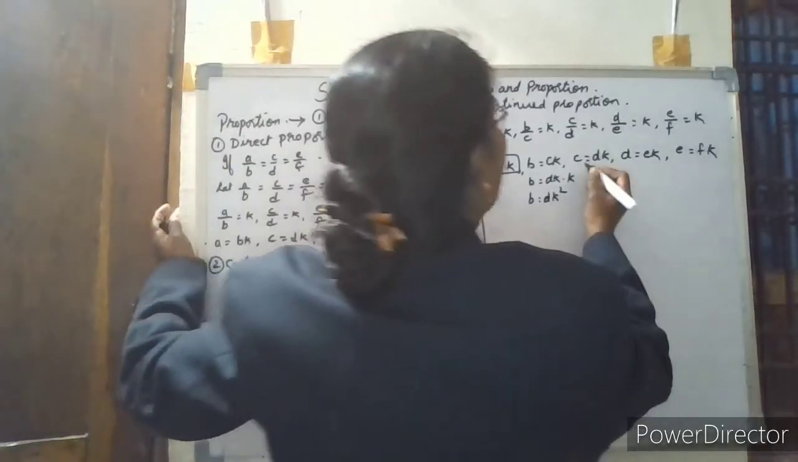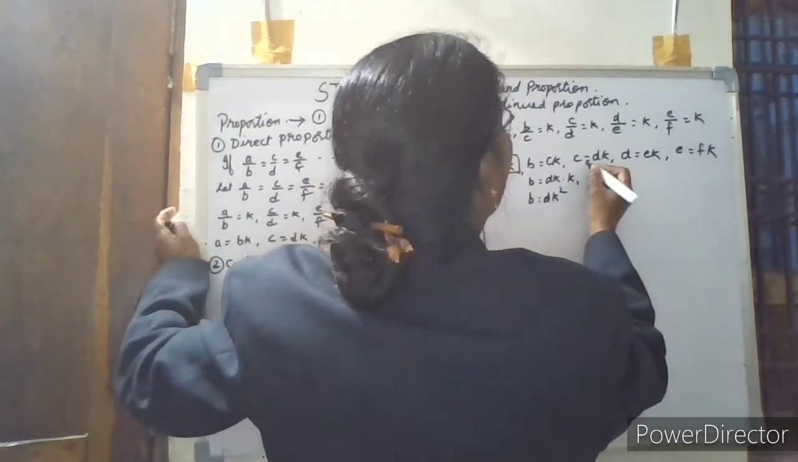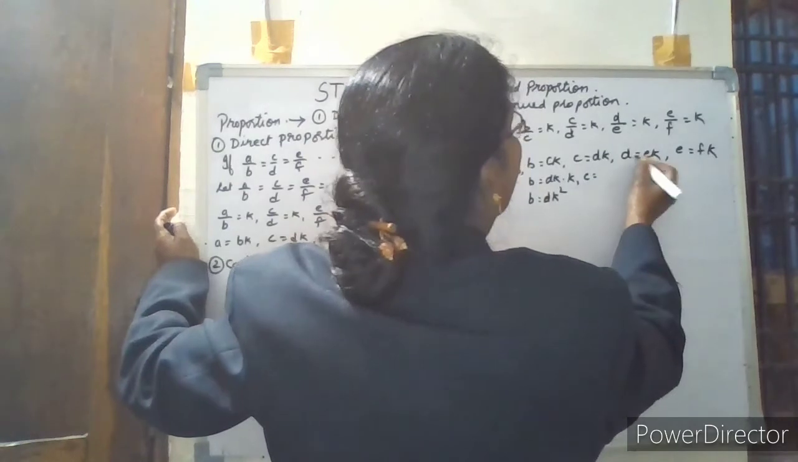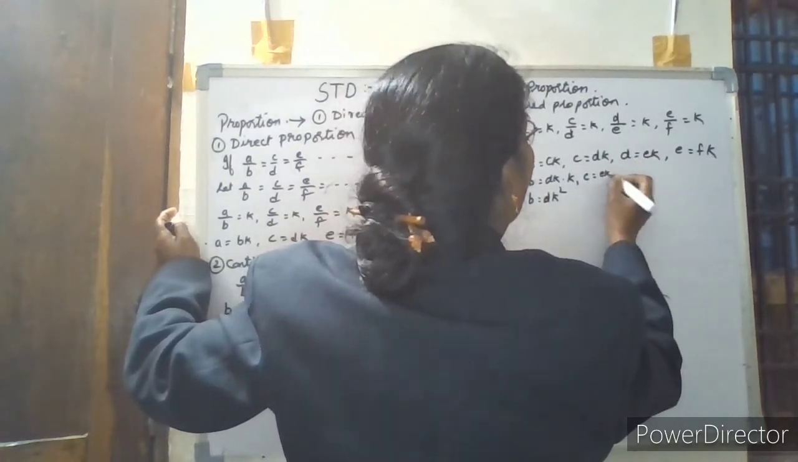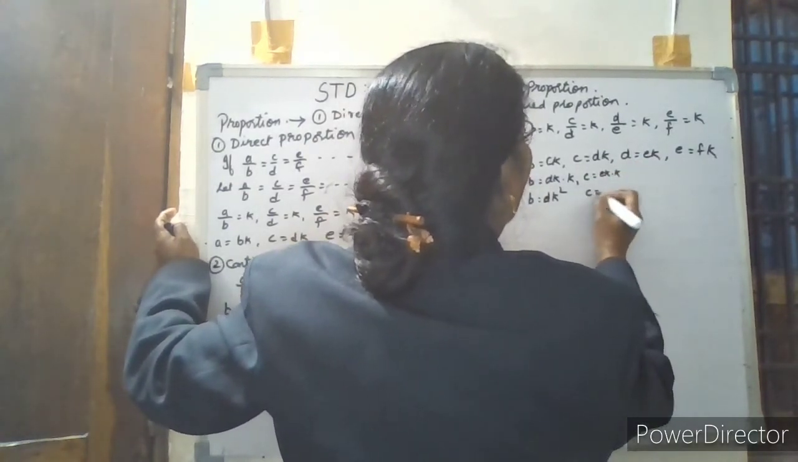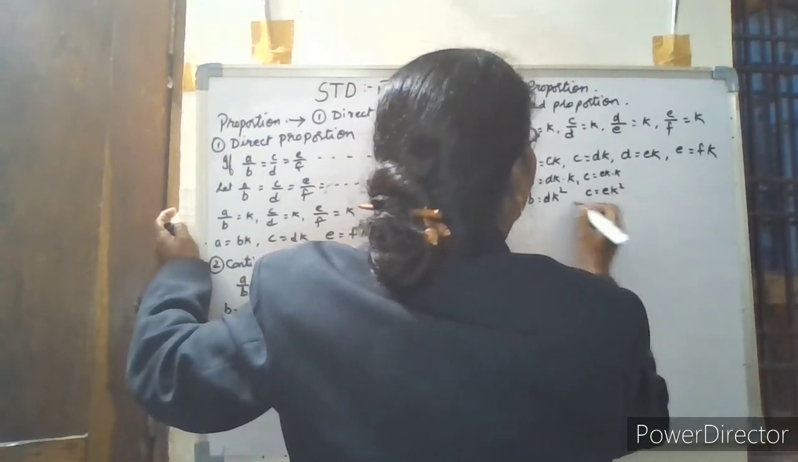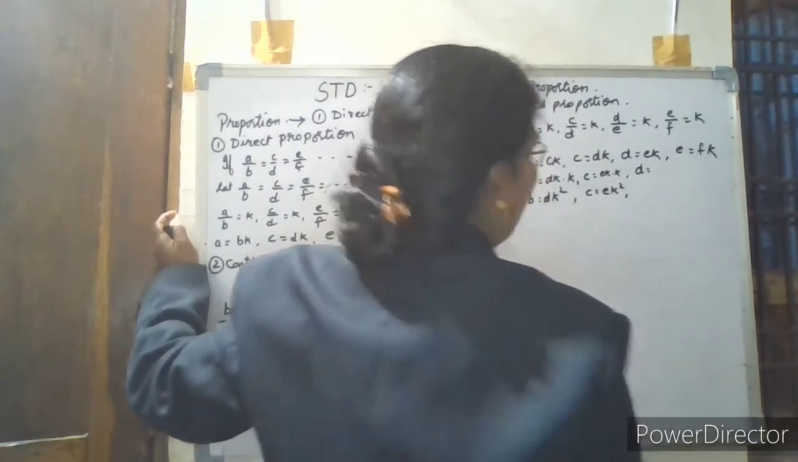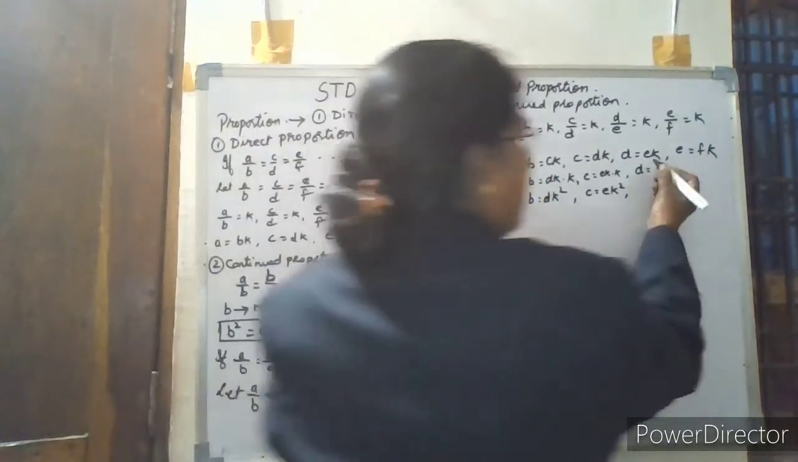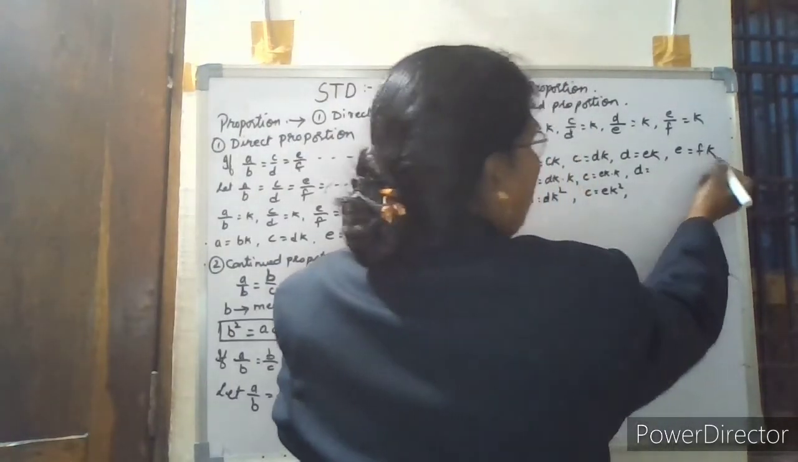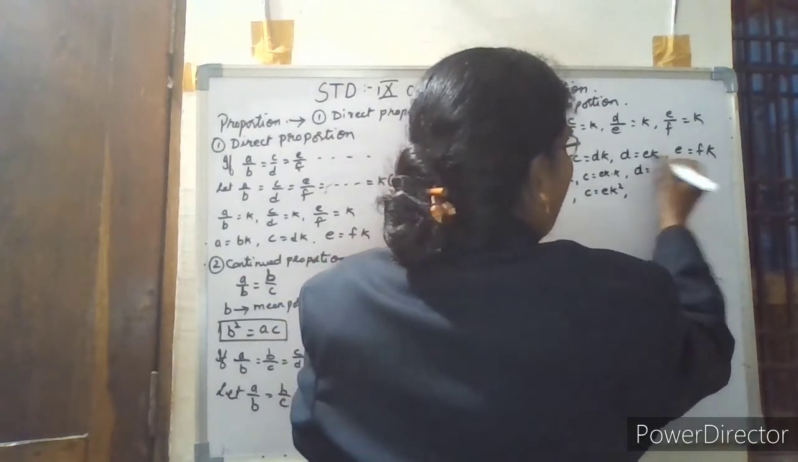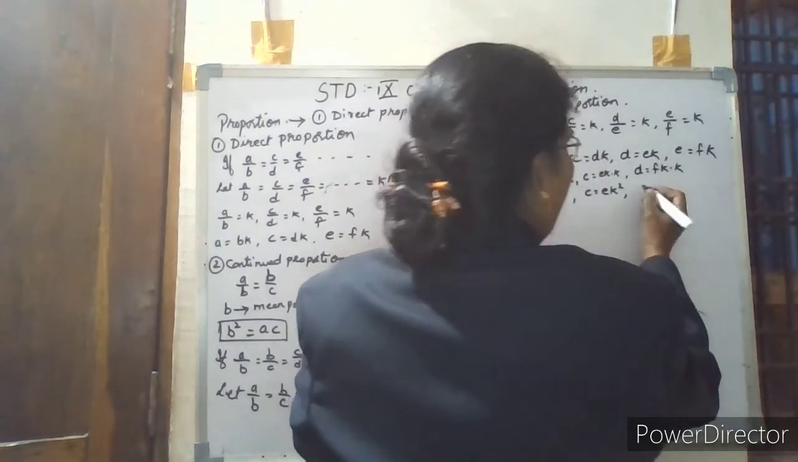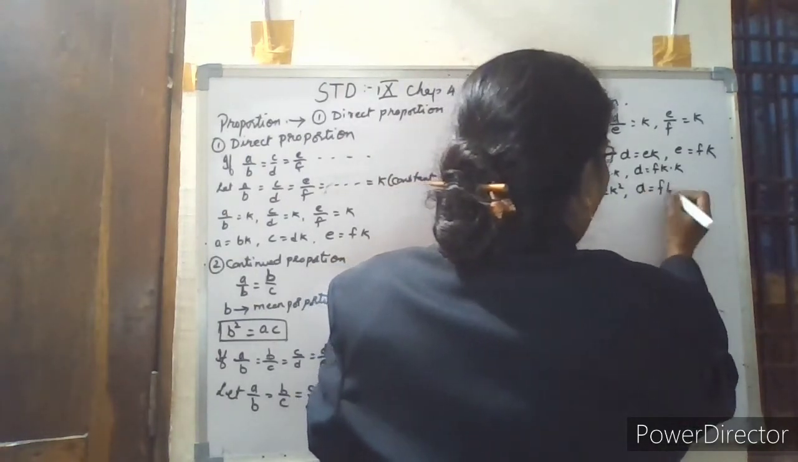Now we come to C is equal to DK. So the C value will again be substituted as EK into this K. So C value is equal to EK square. Now the D value also we can substitute. D value is equal to EK, and E value is equal to FK. So substitute E as FK, FK into the K which is already there. So D value is equal to FK square.